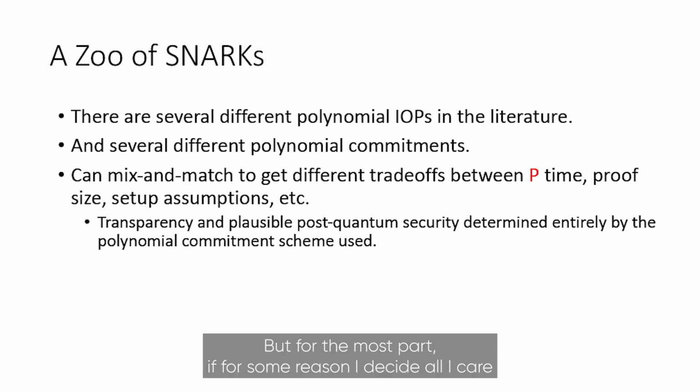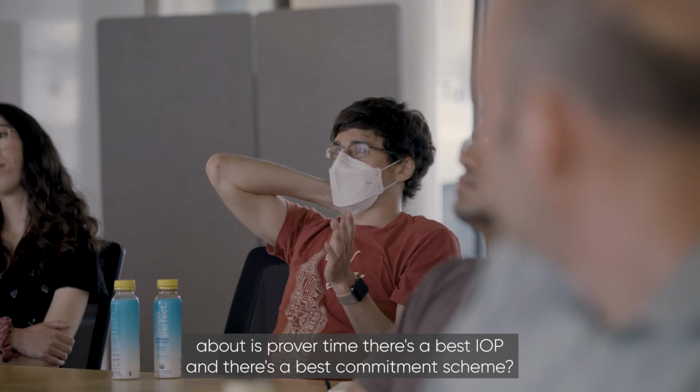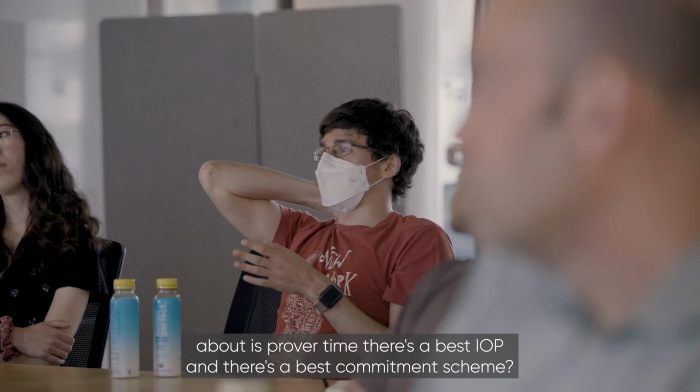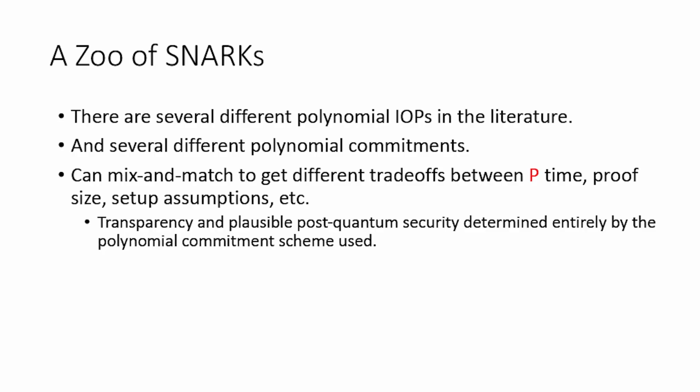I see, but for the most part, if for some reason I decide all I care about is prover time, there's a best IOP and there's a best commitment scheme. Yeah. But then the desire for transparency and post-quantum security can then change which one you have to use. Yeah. Other questions?